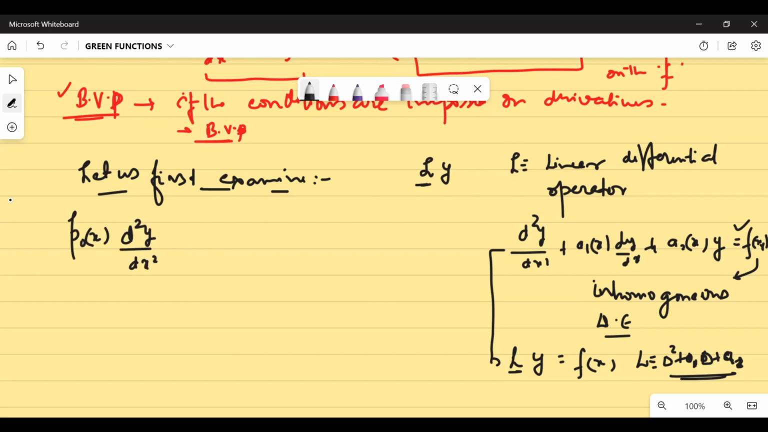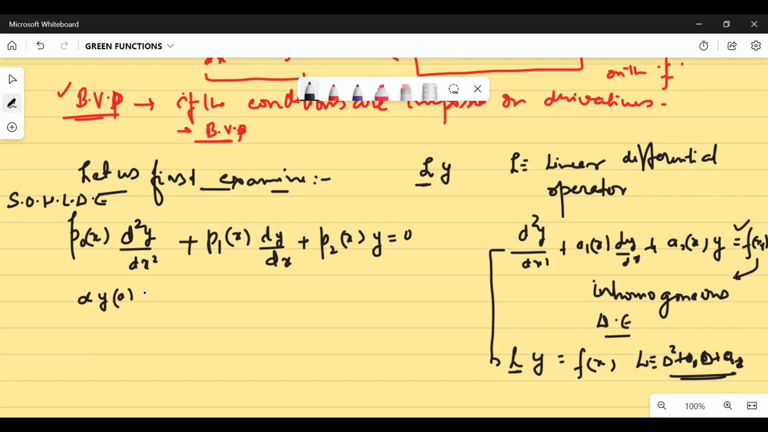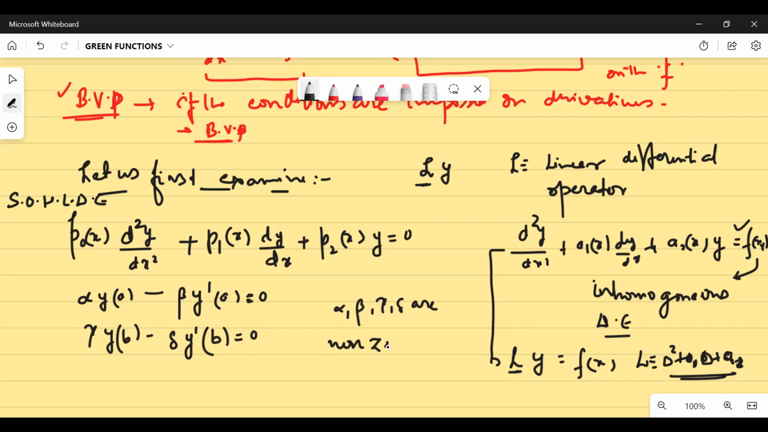Okay. So let us first examine a second order linear differential equation. Consider a second order homogeneous linear differential equation. Homogeneous means you do not have this particular function; you have 0 there. So I'll start with a basic problem: p0(x) d2y/dx2 plus p1(x) dy/dx plus p2(x) y is equal to 0. Given the conditions that alpha times y(a) minus beta times y dash(a) is equal to 0, and gamma times y(b) minus delta times y dash(b) is equal to 0, where alpha, beta, gamma, and delta are non-zero constants.